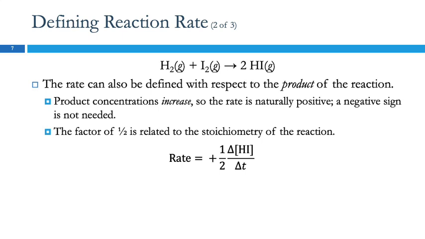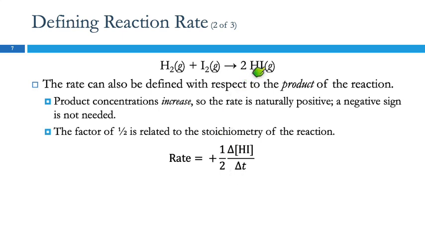We can also look at the formation of the product. So the change in the product concentration. Well, the product concentration is always increasing, and so that is a positive number. And so we don't need to put a negative in front of this to make our rate positive. It's going to be positive all by itself. So here, positive change in HI divided by the change in time.